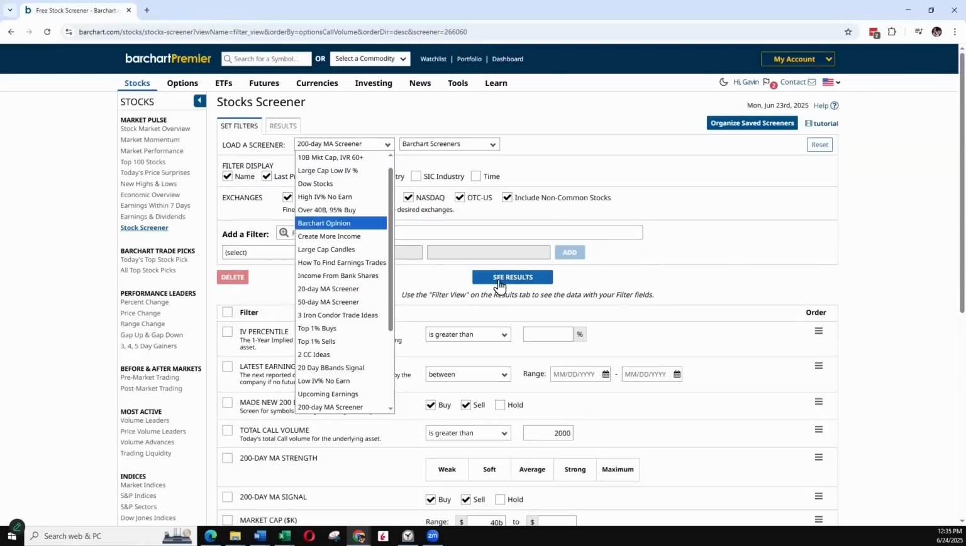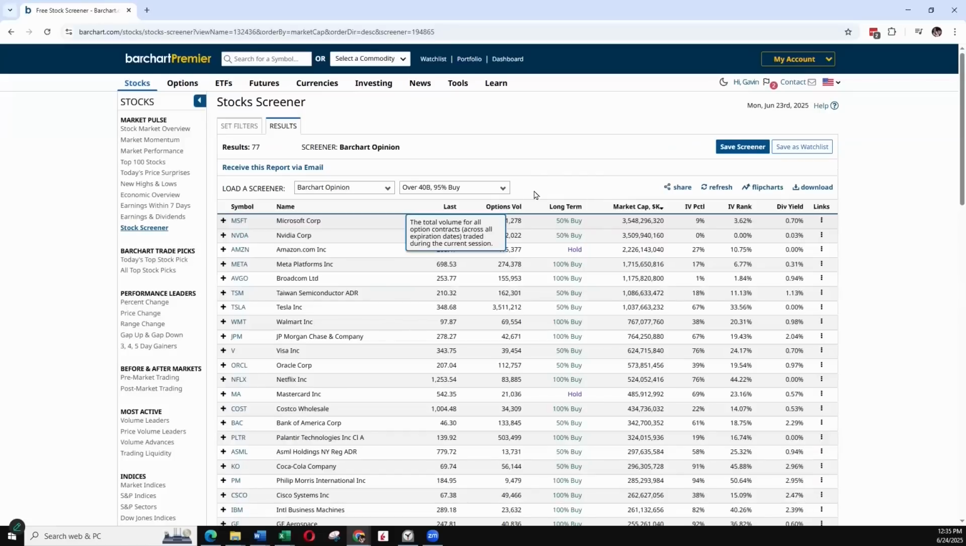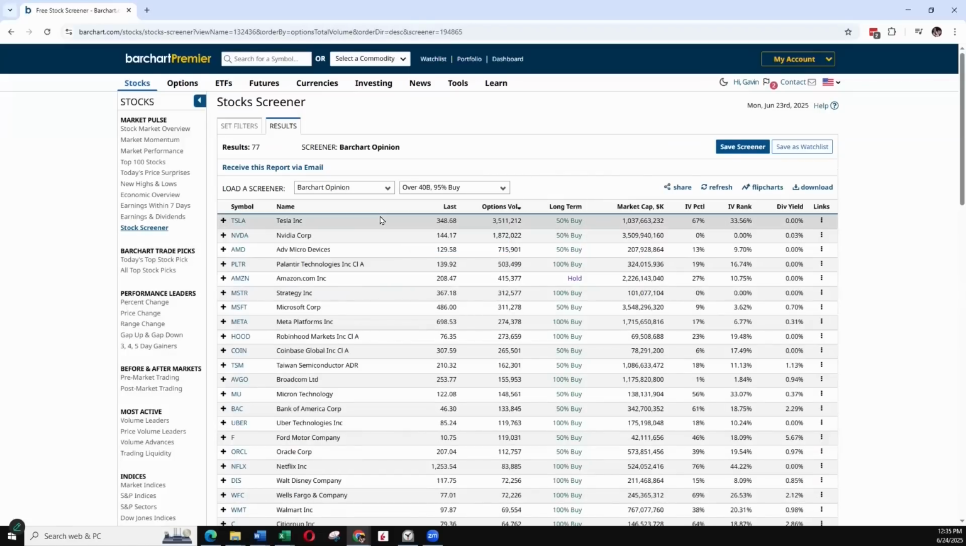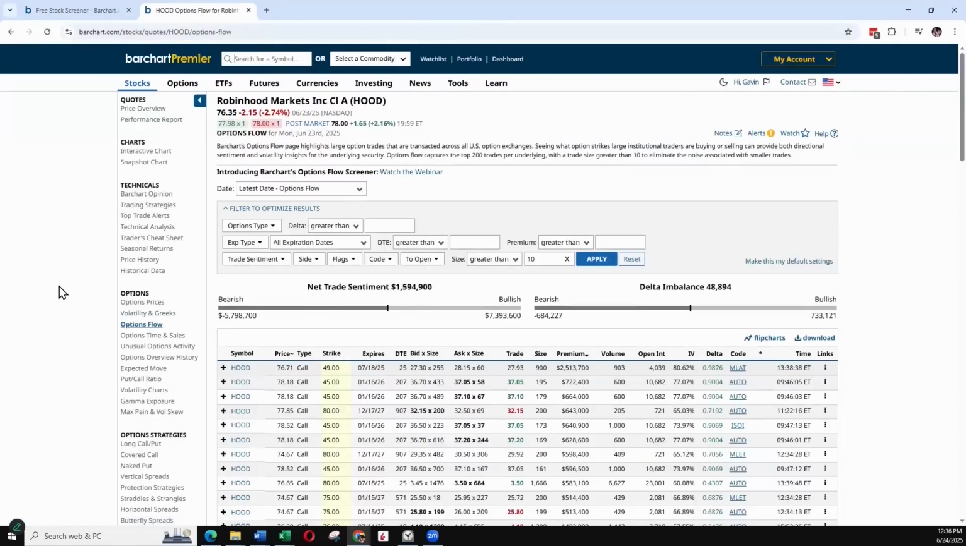And I've got this one called Barchart Opinion, which is basically just very simple, looking for any stocks with good call volume with an overall buy rating greater than 1% and a market cap above 40 billion. So pretty simple parameters. And again, I'll sort by option volume. I'm going to get the highest liquidity stocks here at the top. And one that caught my eye here was Robinhood. So we're going to drill into that one a little bit more. It's been a very strong stock. We'll go to the flow. And we can see, even though the stock was down on the day, we had very strong bullish sentiment and a positive delta imbalance. So that's a really good bullish candidate.